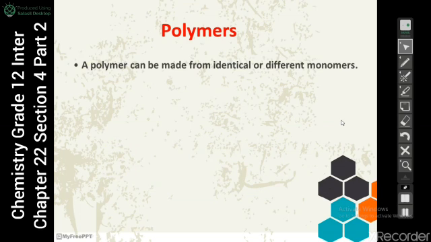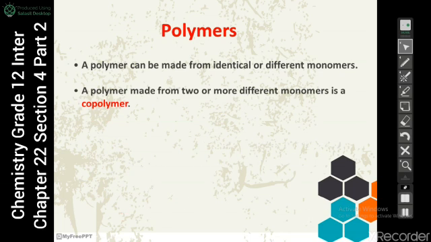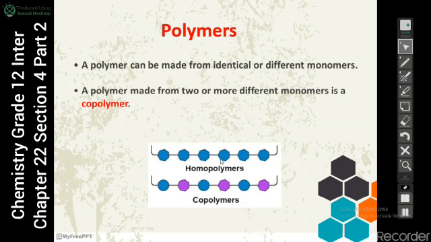Polymers can be made from identical or different monomers. So the monomers can be all one thing, identical, like the example in the previous slide, or different monomers. A polymer made from 2 or more different monomers is called a copolymer, like this. If the monomers are all identical, like the example from the previous slide, it is called a homopolymer. But if the monomers are different, not identical, like this, it's called a copolymer.